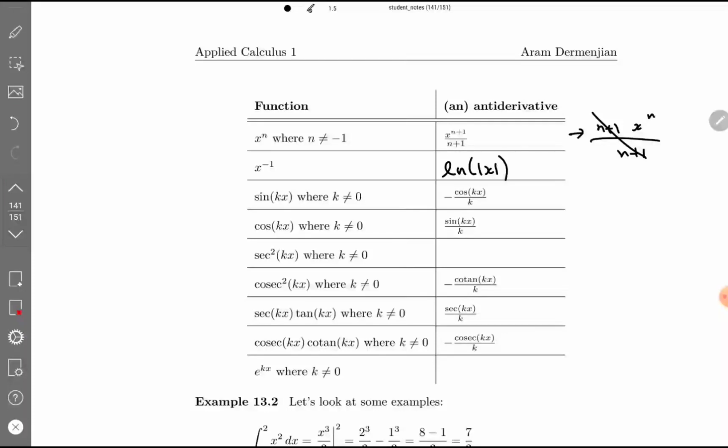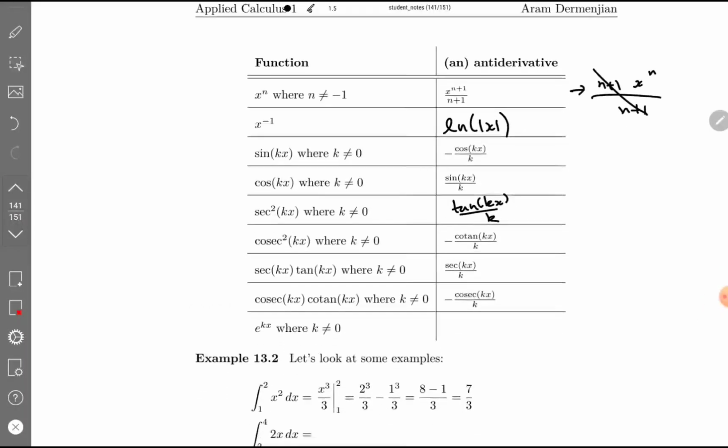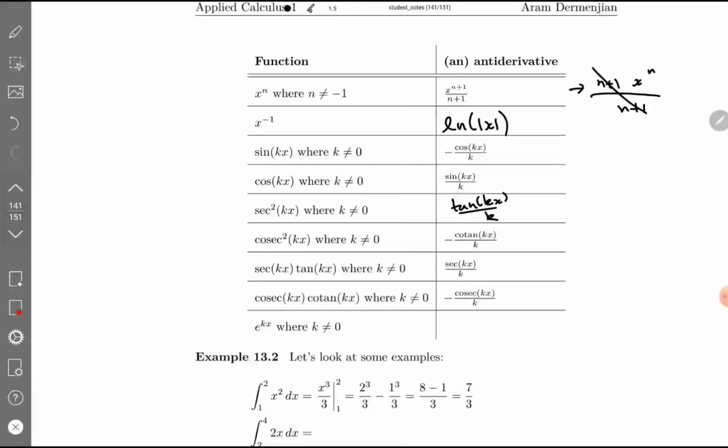We can do the same thing with sine of x and cosine of x. Even secant squared of x, so this should just be tan kx over k. We can do the same with cosecant, with secant tan, etc. We can even do e to the kx, so e^{kx} over k.